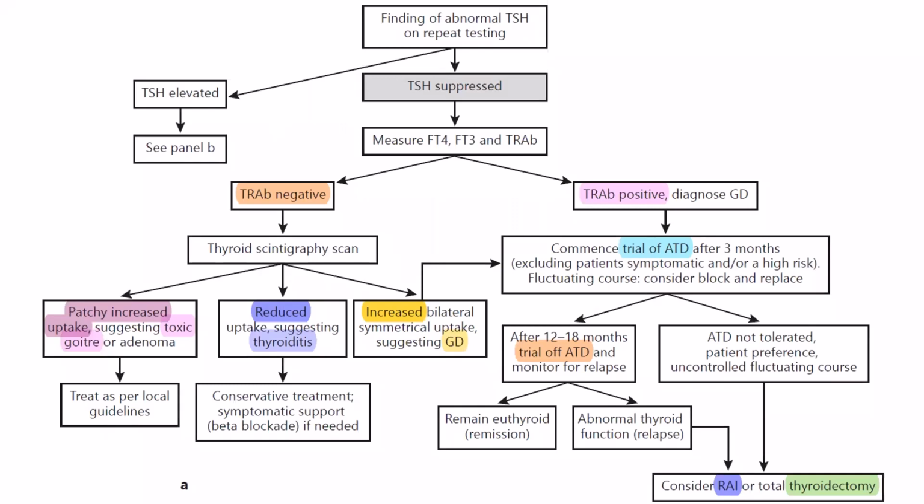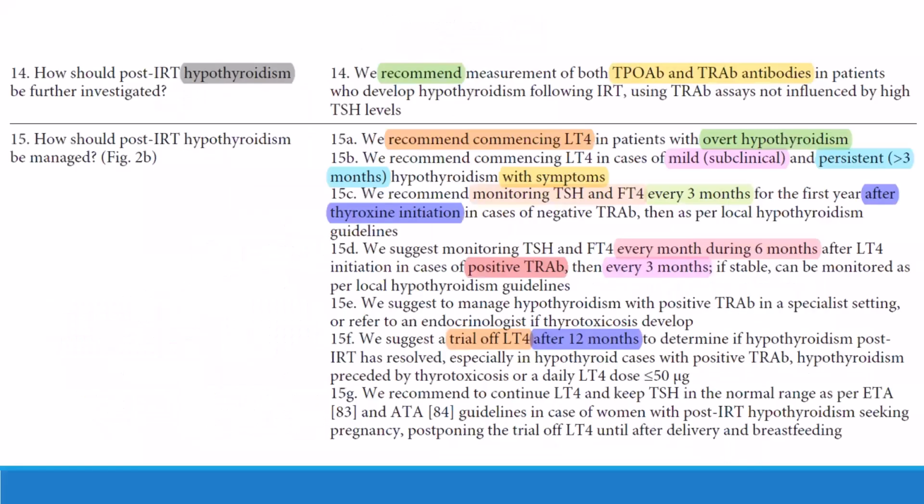If the TSH receptor antibody is positive, I will start antithyroid drug after 3 months of persistent low TSH, and I will give antithyroid drug for 1.5 years and a trial to stop antithyroid drug. If the patient remits, this is okay. If not, if relapsed, in this situation I will go to radioactive iodine ablation or thyroidectomy, or start with radioactive iodine or thyroidectomy if the patient cannot tolerate the medication, or by patient preference, or uncontrolled fluctuating course. So this is a case of thyroid dysfunction in the form of thyrotoxicosis.